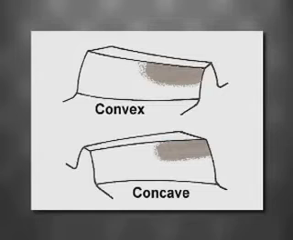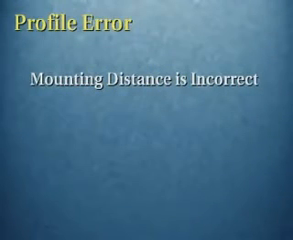This can occur due to three main errors. These are profile error, cross contact, and shaft angle error. Let's look at each of these three problems. Profile error occurs when the mounting distance is incorrect. This is the most common type of error and is the easiest to correct.